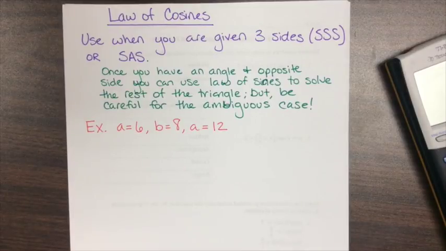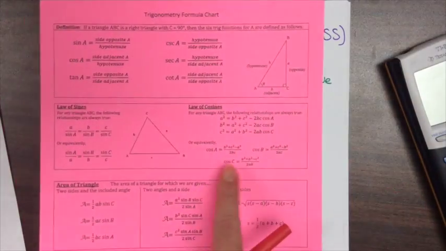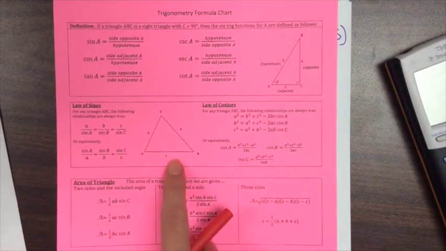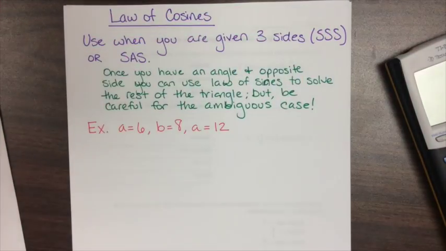Law of cosines is another handy formula. Again, it is on your formula chart right here. And here's law of sines, and here is a reminder of how to set up a triangle. You can use the law of cosines to solve triangles that are not right triangles.